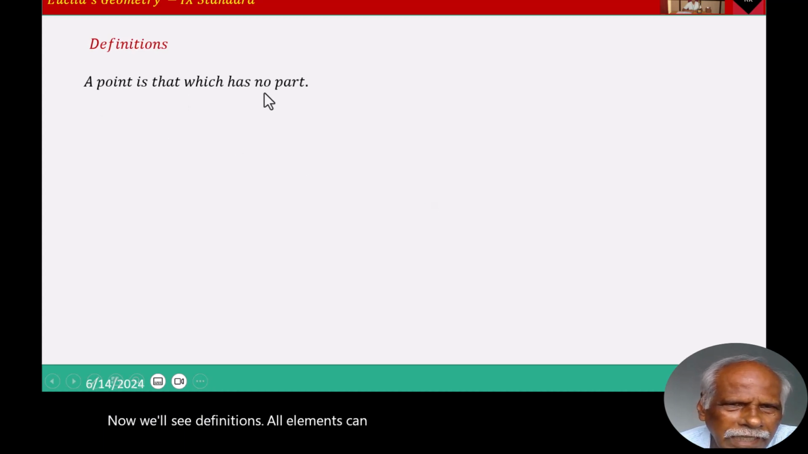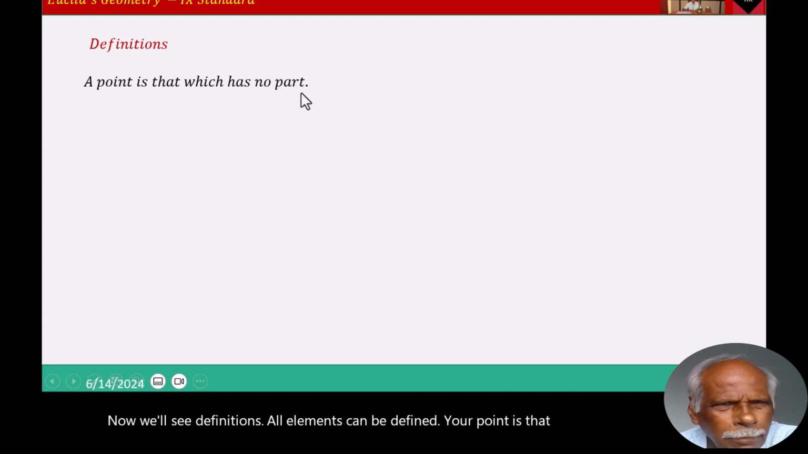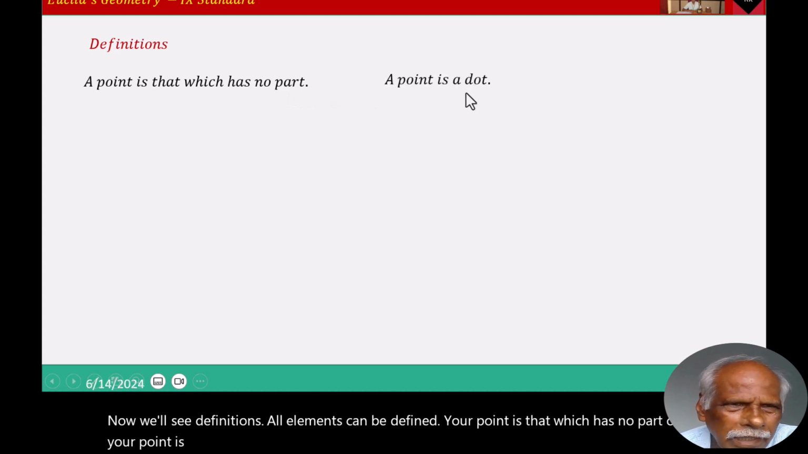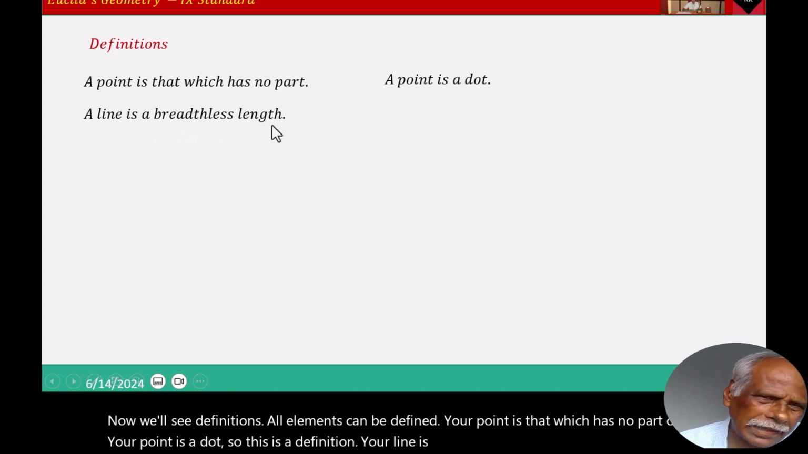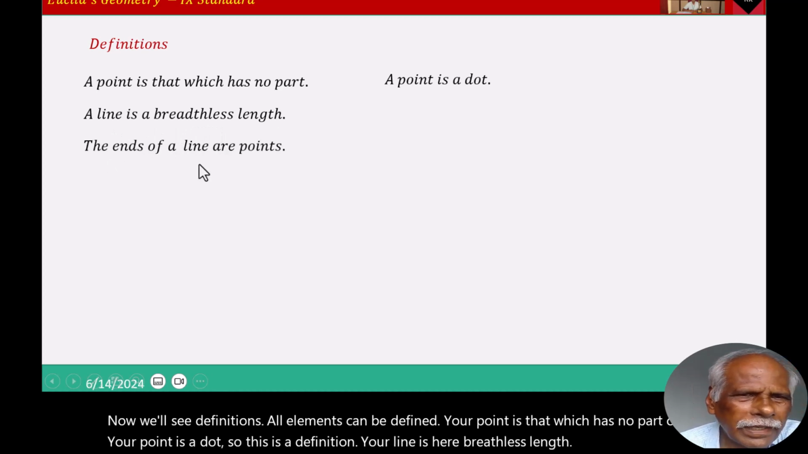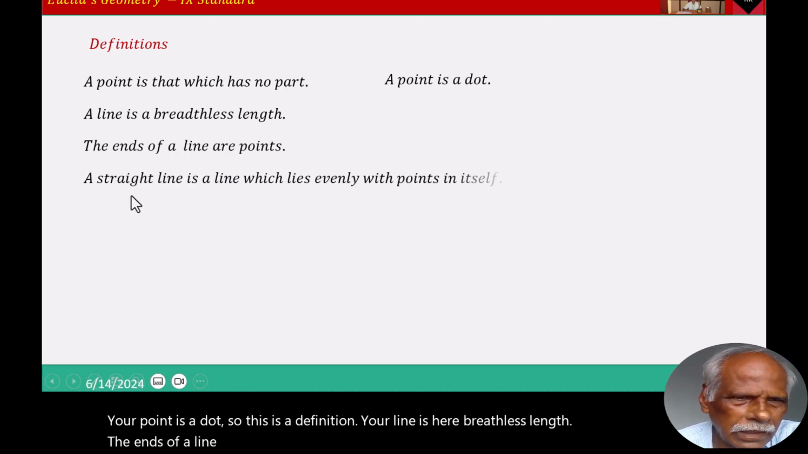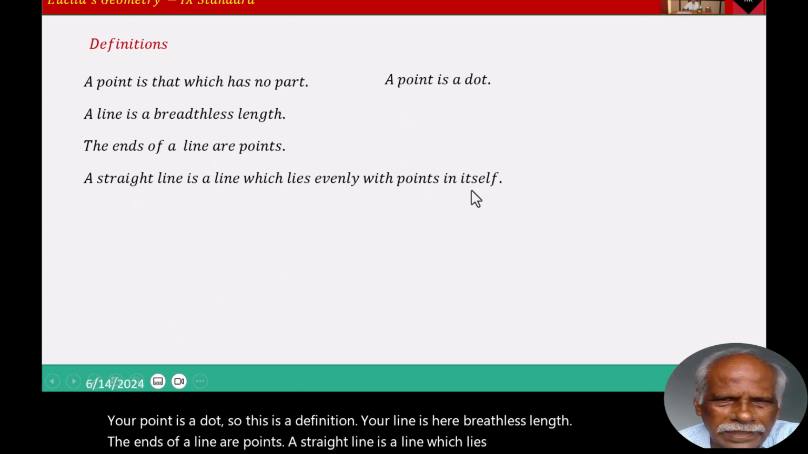A point is that which has no part, or a point is a dot. So this is a definition. A line is a breadthless length. The ends of a line are points. A straight line is a line which lies evenly with points in itself.